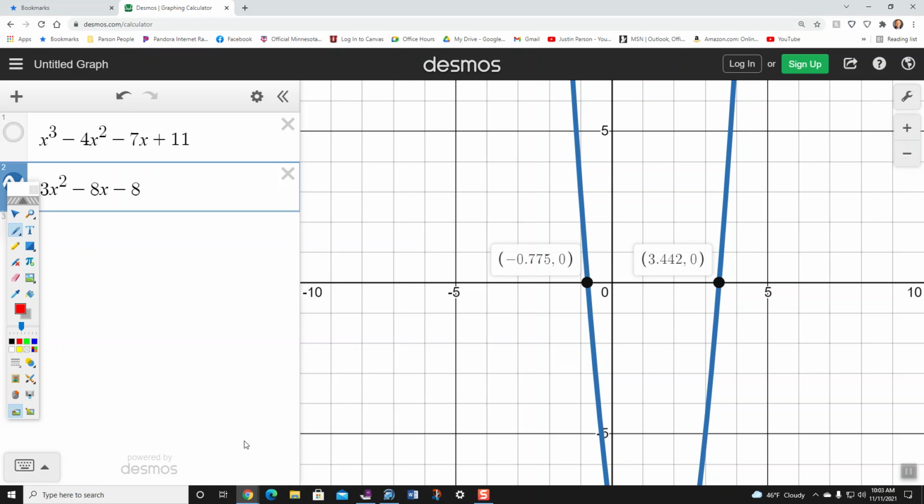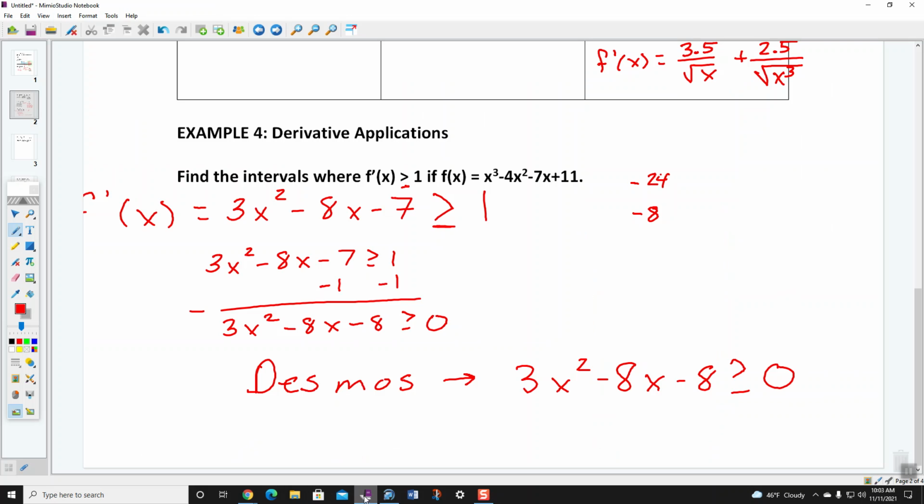I'm gonna go back in here. Can you remember those values? Negative 0.775 and 3.442? So this would be for x values less than negative 0.775, and x greater than, or to the right of, 3.442.